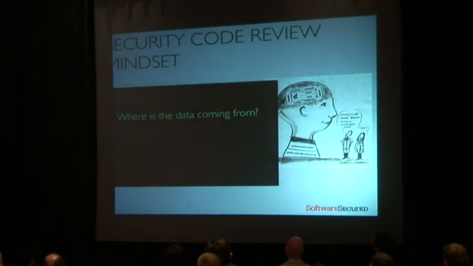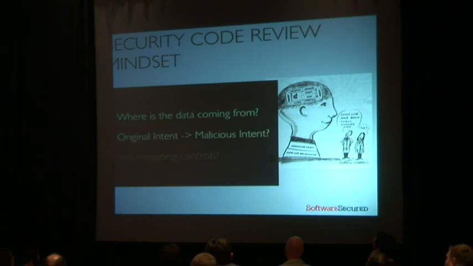Where is this data coming from? And do I trust this data? And we are going to look at a part of the process that answers this question systematically. Can the original intent of this line be changed to a malicious intent based on the answer of the first question? And whether there is any mitigating control, has this data been validated? Are there any natural mitigating controls?